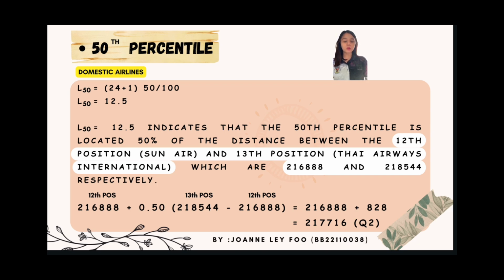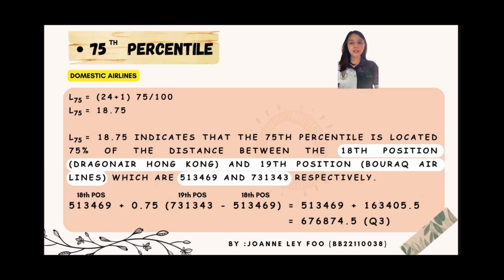So after you calculate, you will get the answer 217716 for the second quartile. Thirdly, the 75 percentile for domestic airline. In here, it involves the 18th and 19th position. After you calculate, you will get 676874.5 for the third quartile.